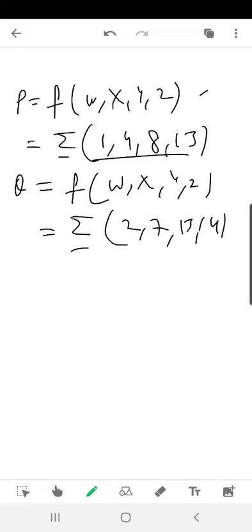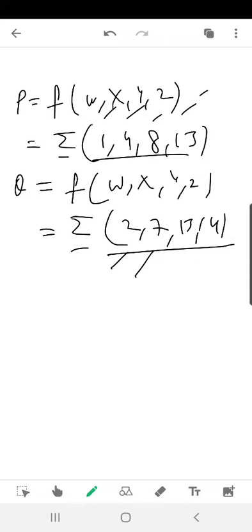That means for the function P, we require pin number 1, pin number 4, pin number 8 and pin number 13. Pin number 1 and 4 will be part of decoder number 1, and pin number 8 and 13 will be part of decoder number 2. Similarly, for function Q, we have 2, 7, 13, 14. 2 is part of decoder number 1, 7 is part of decoder number 1, and pins 13 and 14 are part of decoder number 2. So using these things, we can easily design this function.